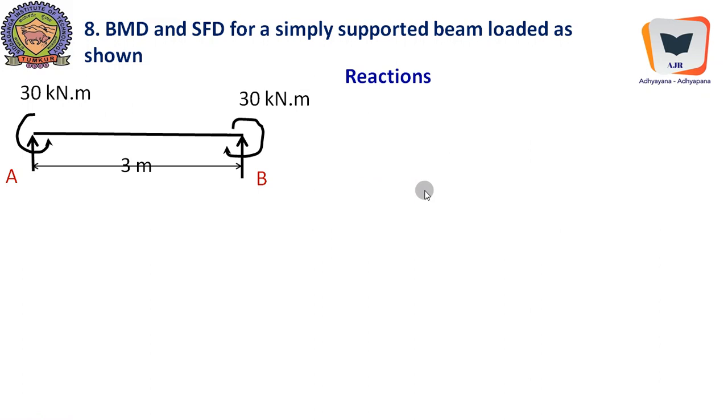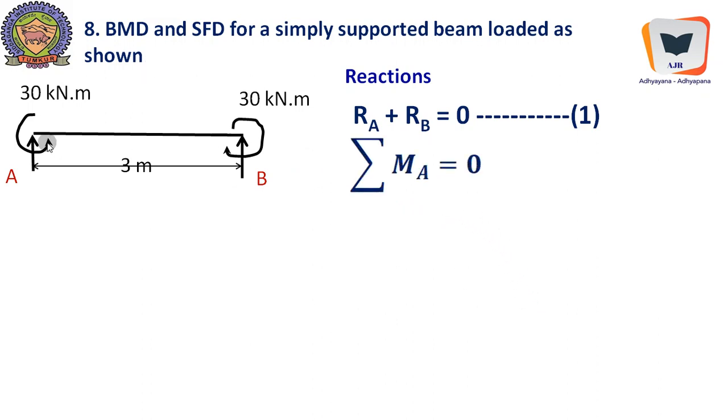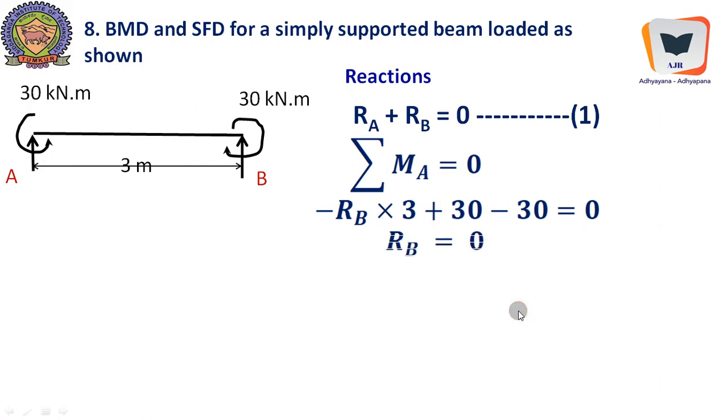As a first step, we will calculate the support reactions, and here RA plus RB equals 0 because there are no vertical forces. If we take moment with respect to A, we have RB into 3, anti-clockwise moment, which is minus, plus 30 the direct clockwise moment, minus 30 the direct anti-clockwise moment acting at support A. Therefore, 30 will cancel away, and we will get RB equal to 0. That is, reaction at B equals 0, and therefore reaction at A is also equal to 0 from equation number 1. Since there are no reactions at A and B, this beam sans shear force.